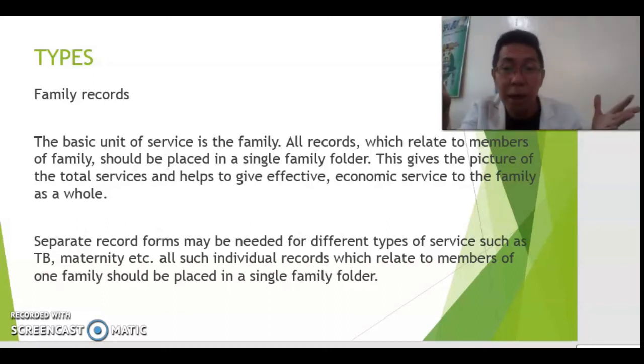Okay, because this will give us a better picture of the total services that we give to the family as a whole. And then, of course, how do we file records? Okay, it is usually based on the policy of the facility or the organization.